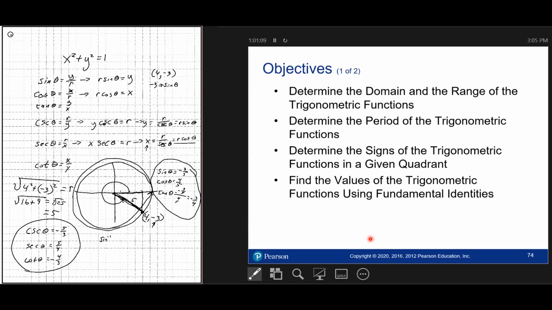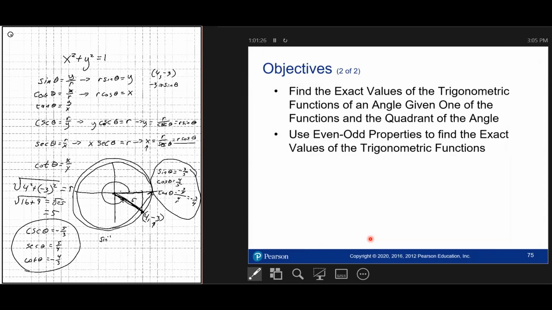And then we're going to determine the signs of trigonometric functions given the quadrant, which I already kind of discussed a bit. Then find values of the trig functions using the fundamental identities. And find exact values of trigonometric functions of an angle given one of the functions and the quadrant of the angle. And then use even-odd properties to find the exact values of trig functions.